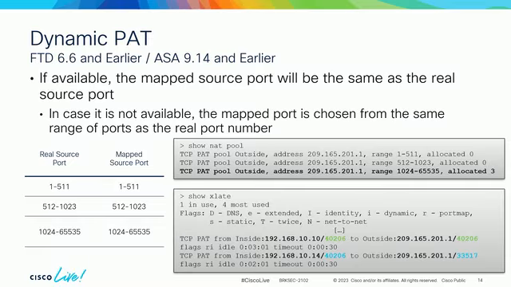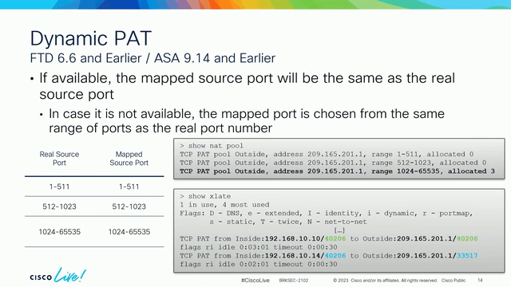And this is because when allocating the translation, that port was available. So the firewall used the same port for allocating the translation. In the second XLATE entry, we can see the map source port is not the same as the real source port. And this is because that port was in use, which, by the way, was in use by the first XLATE entry. So the firewall had to choose an available port within the same range as the source port.